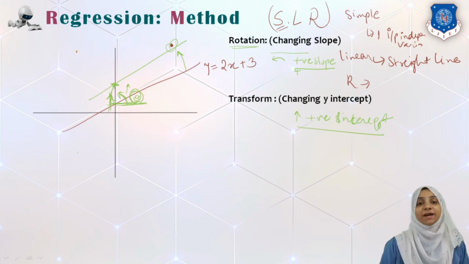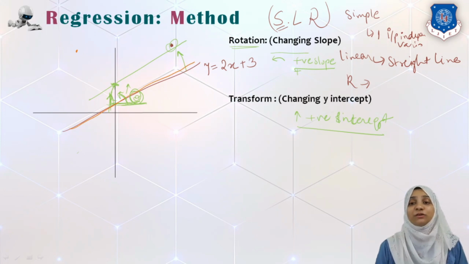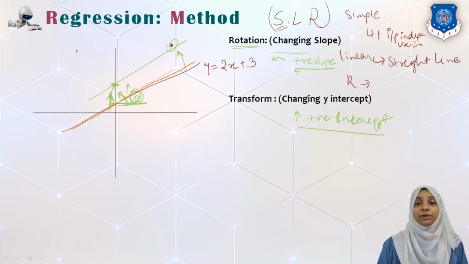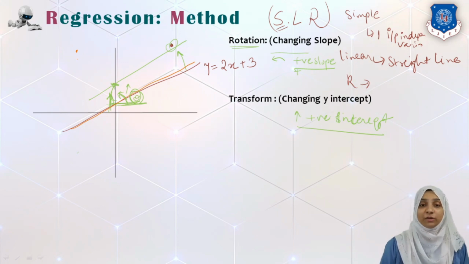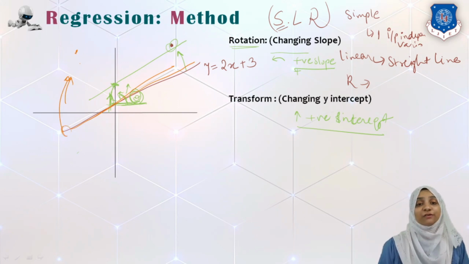Now let us understand another kind of point. Say, for example, we have this point in the second quadrant, and we are starting with the same line, y is equal to 2x plus 3, and we want to take our line near this particular point. So what do we do? We actually need to rotate our line clockwise, so that this particular end comes closer to this point.